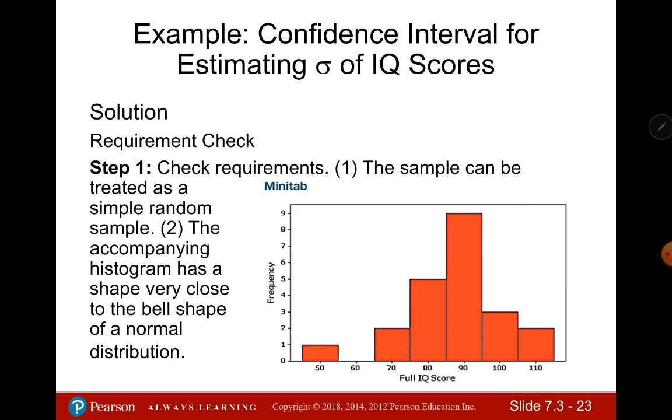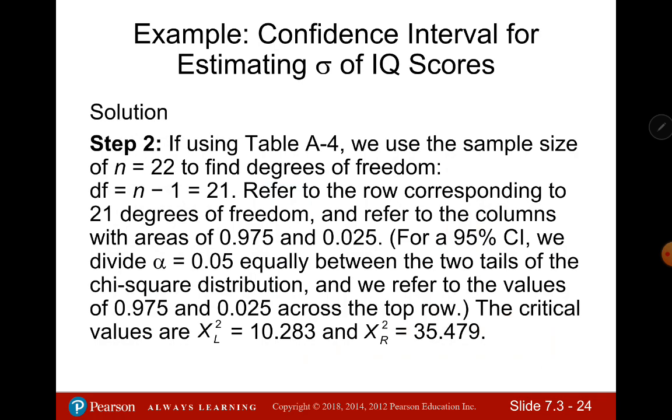Of course, the first step is just try to check the requirements. So we will say if we draw the histogram, this shape is close to the bell shape, we will say it follows normal distribution. Now, second step, we need to find what's the critical value. Remember, we should use degrees of freedom n minus 1. So if n is 22, n minus 1, degrees of freedom will be 21.